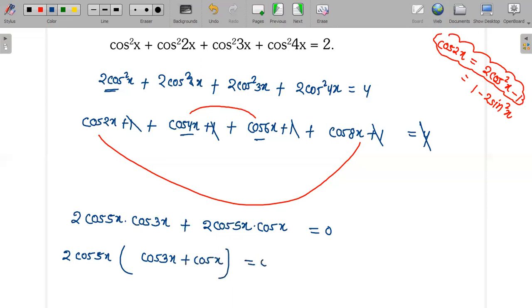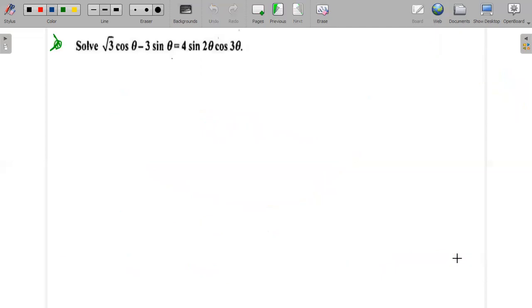If you want, you may apply cosine c plus cosine d again. So we end up getting 4 cosine 5x into cosine 2x into cosine x is equal to 0. So cosine 5x equals 0, cosine 2x equals 0, cosine x equals 0. Now you know how to write down their general solutions.